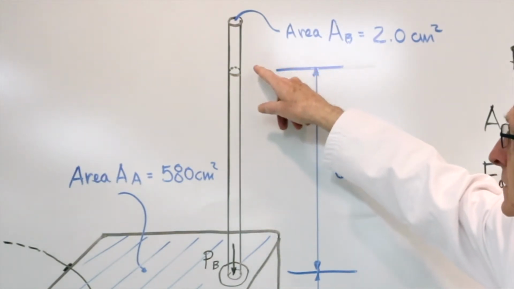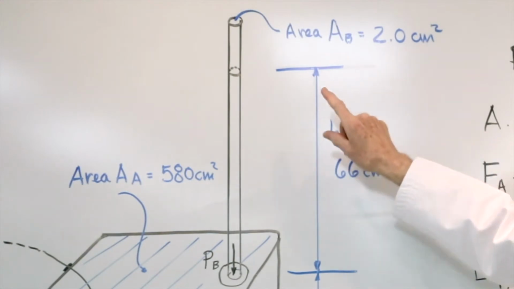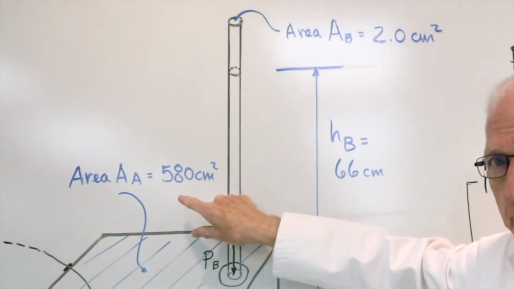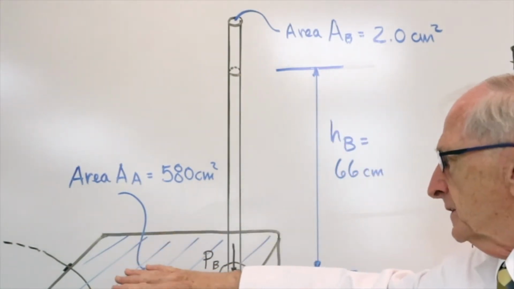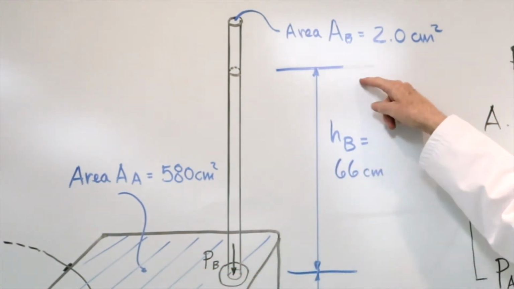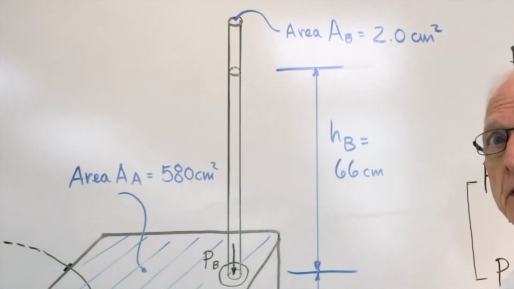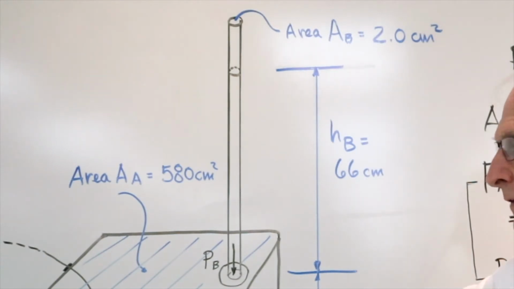Notice that the cross-sectional area of that tube is only 2 centimeters squared. That's about 1/300th the area of the main container down here at the bottom. So even though it has twice the height, the volume of the water in that tube is going to be less than 1/100th the volume of the water in the bottom of the container.